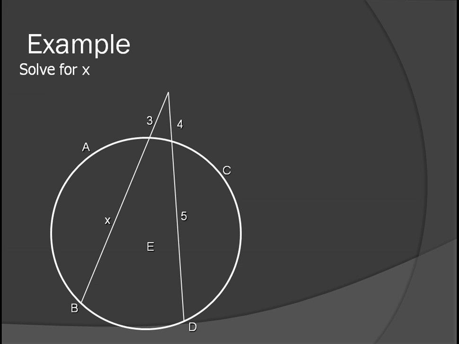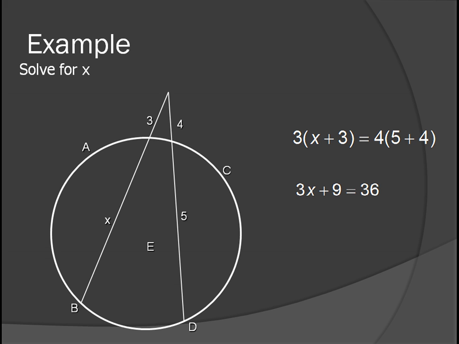In this case, we have two secants, so that means that this portion times the whole thing is equal to this portion times the whole thing. So, that is 3 times x plus 3, which is the whole thing, and 4 times 5 plus 4, which is the whole thing.